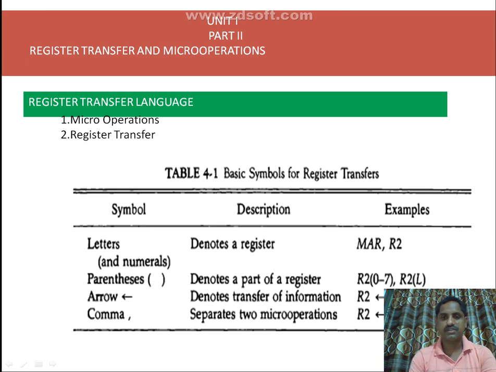See, the basic symbols for registers: letters denote a register, like MAR, R2, and parentheses denote a part of a register. An arrow denotes the transfer of information, R1 to R2, and a comma separates two micro operations, that is R2 to R1, comma, R1 to R2. So we can use different types of symbols here.